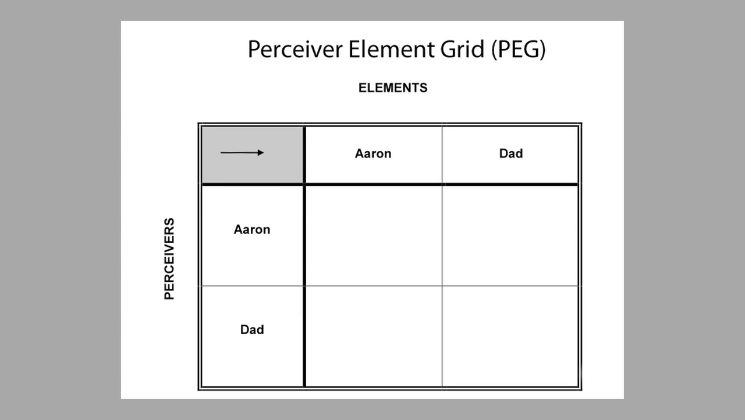On the left, it's called a perceiver element grid. So the same two names, Aaron and father, are written on the left and on the top. On the left, they are the perceivers, and on the top they are so-called elements. This is a word that Kelly used for anything that is subject to our construing. So any object of construing, if you like.